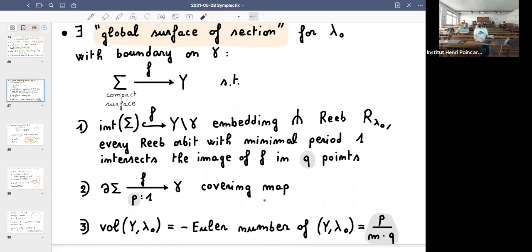And here there's a generalization of that. We don't have a nice circle bundle, we have a Seifert fibration, but there's a notion of Euler number, which is analogous somehow. And now, by the recipe that we have for constructing this surface of section, minus the Euler number of the Besse contact manifold is given by the three parameters that we introduced. It's P over M times Q, where once again P is the number of sheets of the covering map, Q is the number of intersections of the surface of section with a regular orbit, and M is the multiplicity of the orbit gamma that we consider.